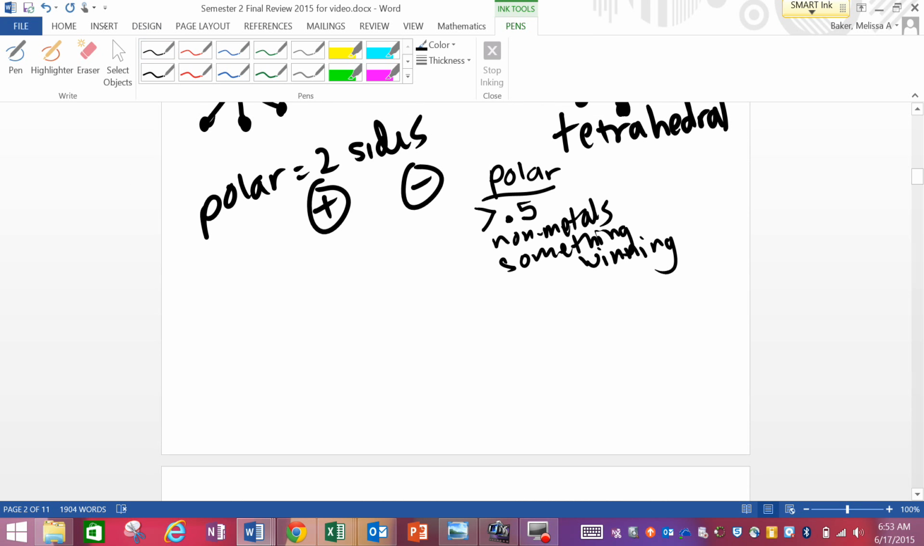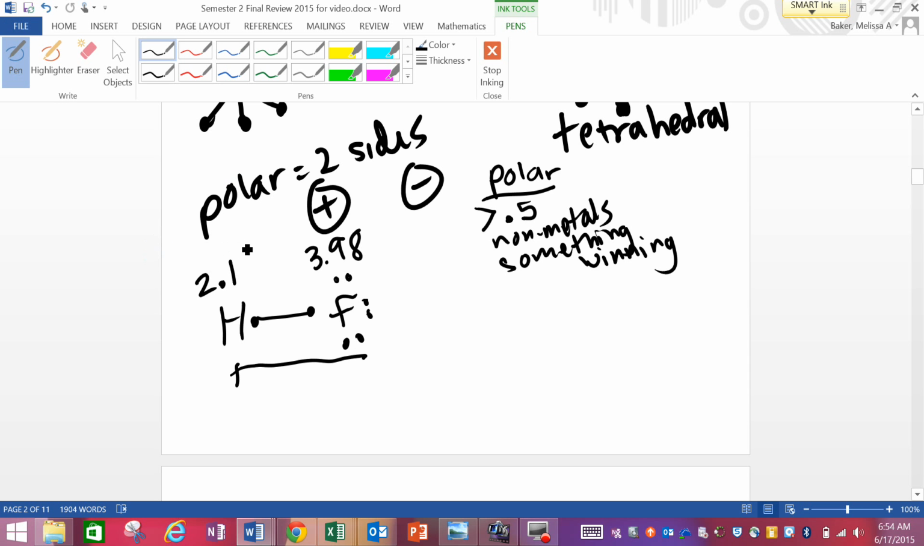So for example, if you have HF, the difference is greater than 0.5. This is 2.1 on the chart. This is 3.98. You always draw an arrow pointing at the greedier atom, the one with the bigger number. That means fluorine is stealing part of hydrogen's electron cloud, creating this partial negative charge. Hydrogen's got this partial positive charge because it's got a lack of electron cloud around it.